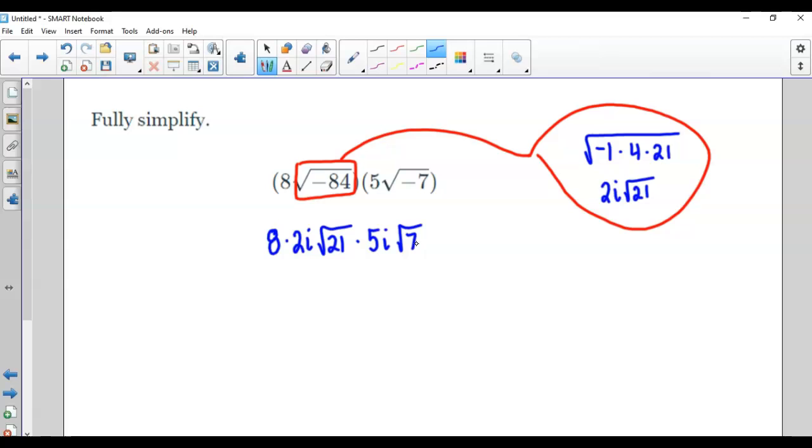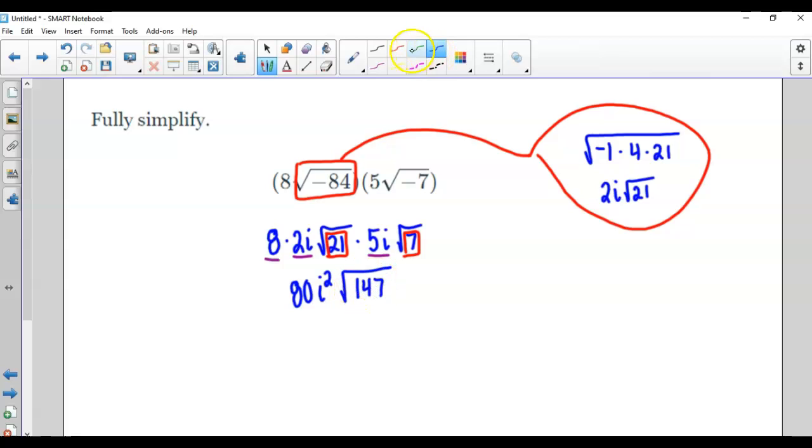So now once we've done this, everything on the outside of the square root can be multiplied together. So we've got 8, 2i, and 5i. And so we can multiply the numbers together, 8 times 2 times 5. And when we do that, 8 times 2 times 5 is going to give us 80. And then i times i is i squared. All right. We can also multiply the radicands, or the numbers under the square roots, together. And 21 times 7 is 147. So we've got the square root of 147.